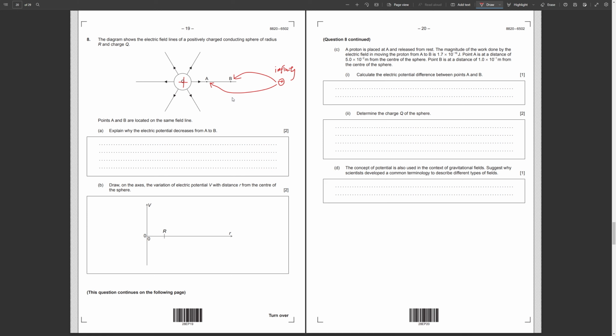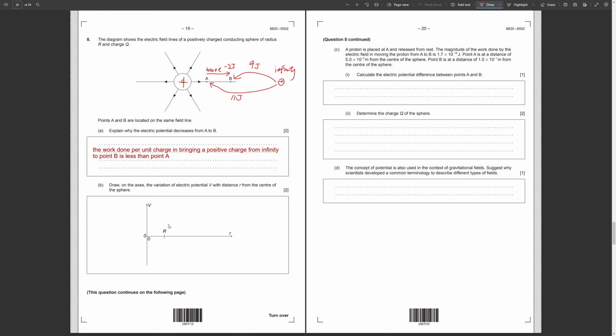For instance, it may require 11 joules, but moving to position B, it just requires maybe 9 joules. So as you move from A to B, this motion is actually reducing the work done by 2 joules. To conclude, in part A, the electric potential is decreasing from A to B because the work done per unit charge in bringing a positive charge from infinity to point B is actually less than the requirement for point A.